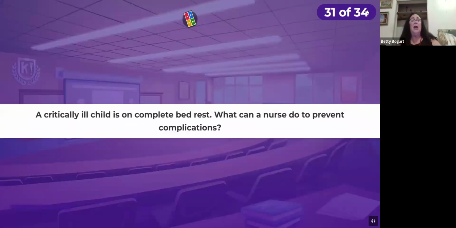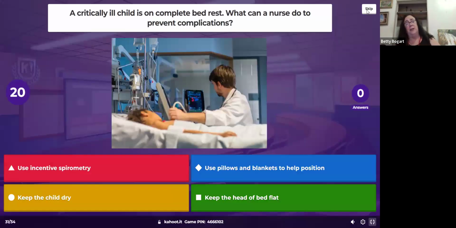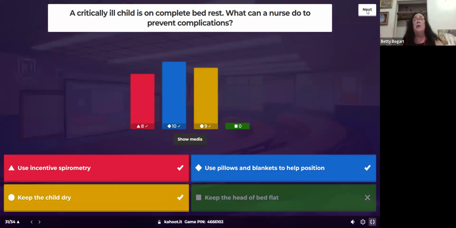A critically ill child is on complete bed rest. What can a nurse do to prevent complications? You're going to say critically ill children aren't sick that long. I have seen 6, 8 months in a hospital, critically ill in the ICUs, and they do get all the things that adults get: foot drop, decubitus, pulmonary DVTs, everything. So we have to do everything to prevent it: spirometry, keeping them dry, using chucks, using diapers, turning every 2 hours, using pillows, blankets.